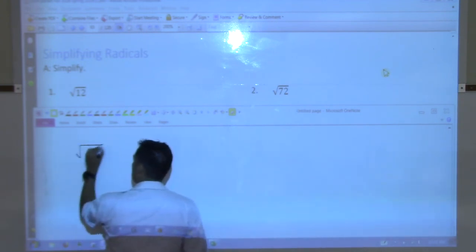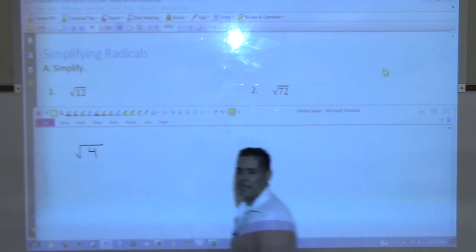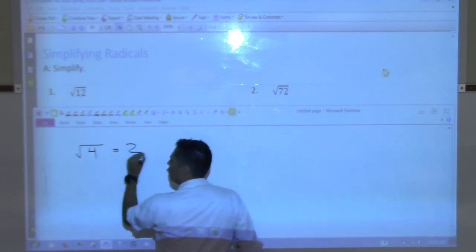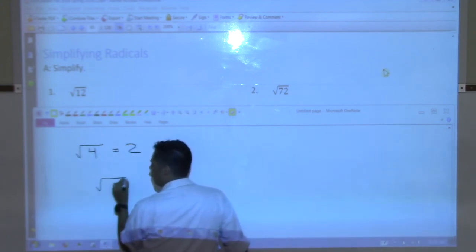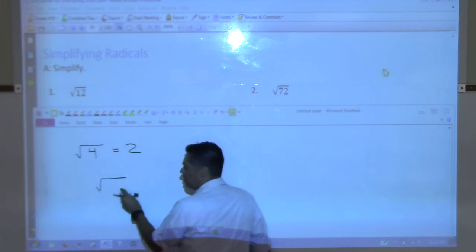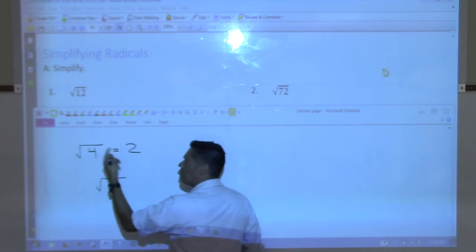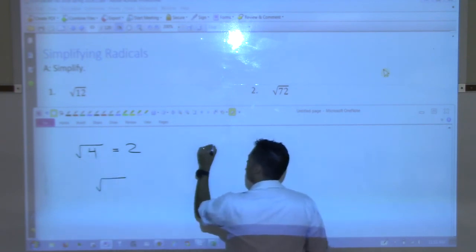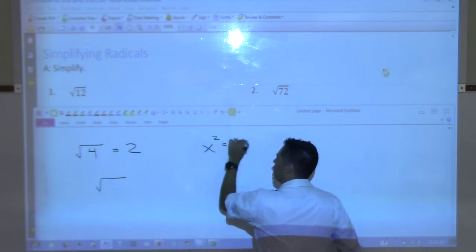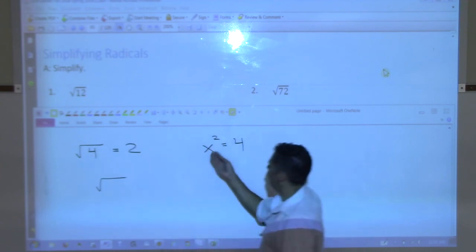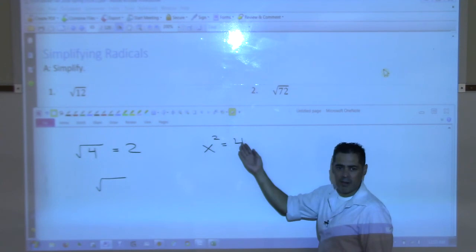What is square root of 4? 2. So it's 2 because this little symbol here is like an operation. It's asking you a question. It's saying, hey, look at the number here. Can you come up with the number that when you square it, you would get 4? What number squared is 4? And of course, 2 works, right?